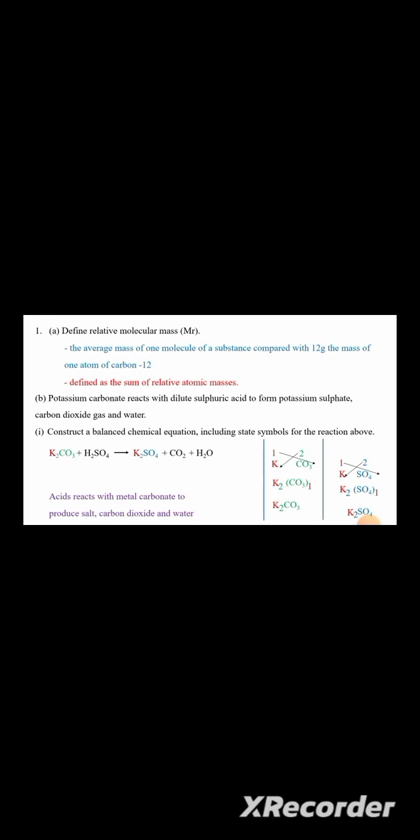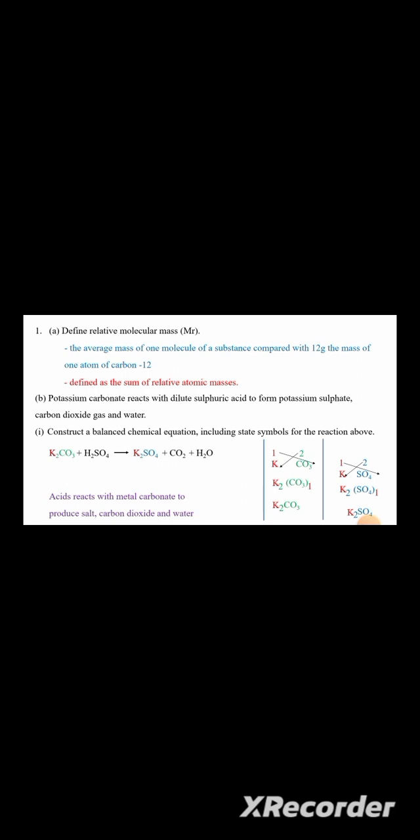The other side also has 2 potassium atoms. When you come to carbon, we have 1 carbon this side, and the other side also we have 1 carbon. When you come to oxygen, in the first compound there we have 3, then in the second one we have 4. So this side we have a total of 7.